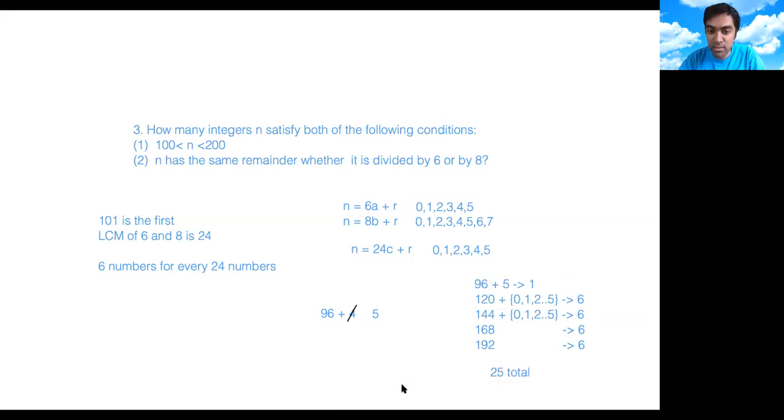Does this make sense? So this is a good pattern to find here, that it's 6 numbers for every 24. And you can kind of confirm this by writing it out this way. So it has to be a multiple of 6, a multiple of 8. So it becomes a multiple of 24, with the remainder being any of 0, 1, 2, 3, 4, or 5.